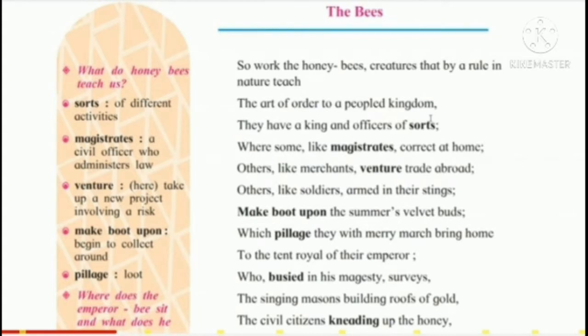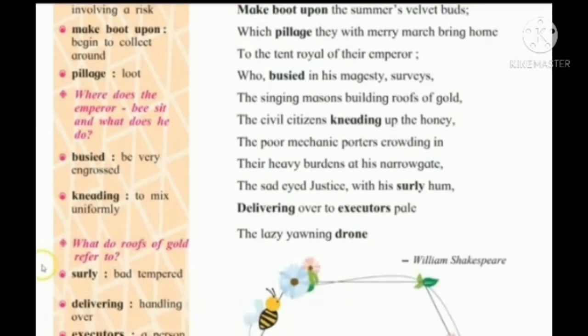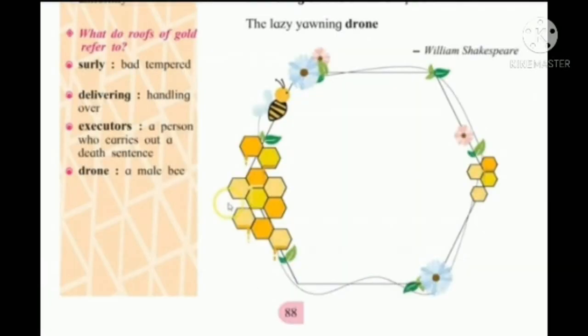to the tent royal of their emperor, who, busied in his majesty, surveys the singing masons building roofs of gold, the civil citizens kneading up the honey, the poor mechanic porters crowding in their heavy burdens at his narrow gate, the sad-eyed justice with his surly hum delivering o'er to executors pale the lazy yawning drone. Written by William Shakespeare.